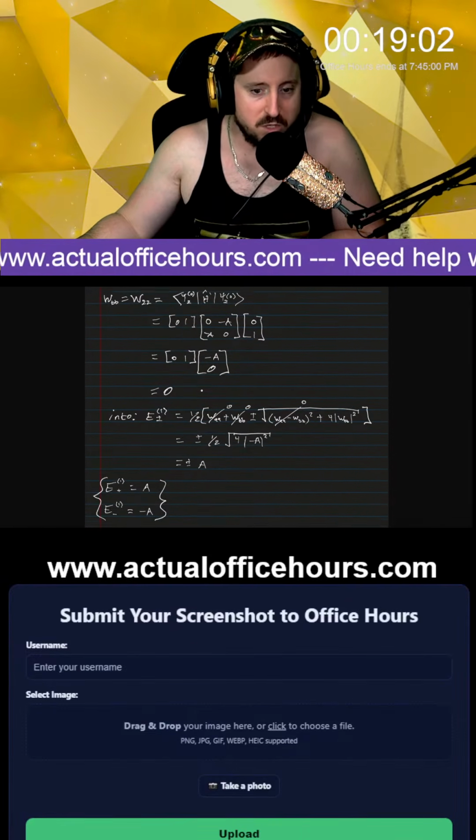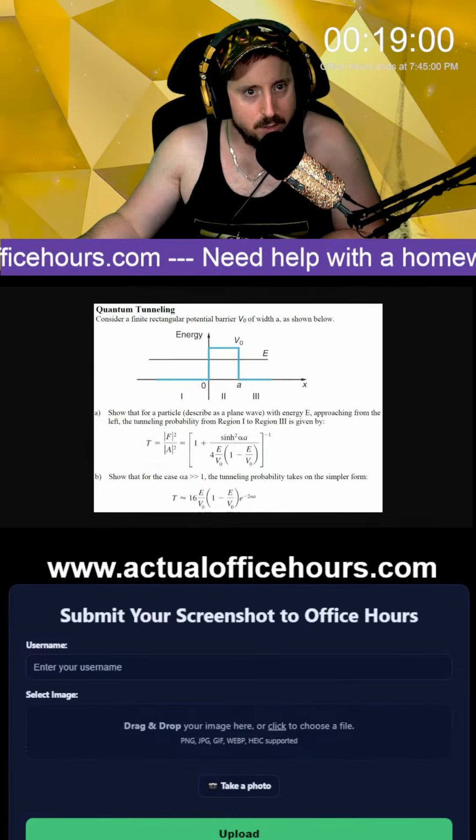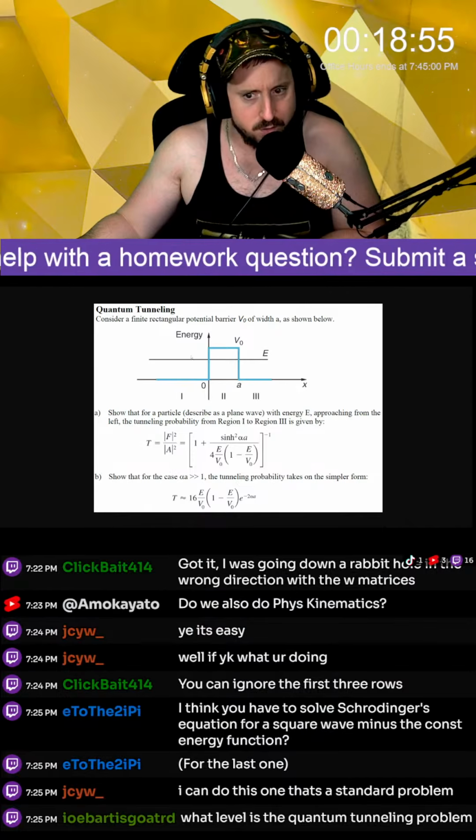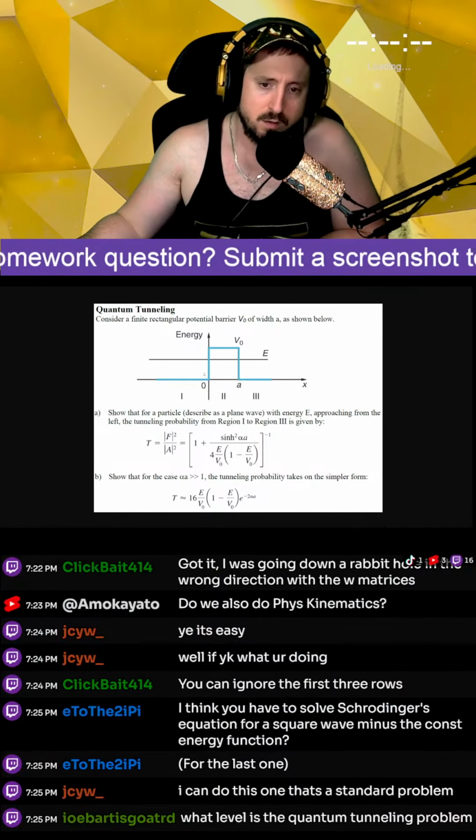What level is the quantum tunneling problem? It's probably college for sure. I would say this is maybe 2nd year or 3rd year college physics.